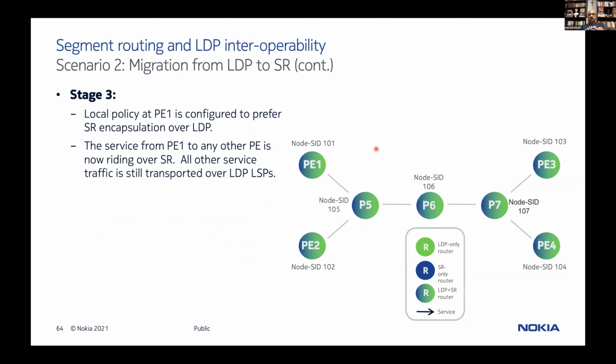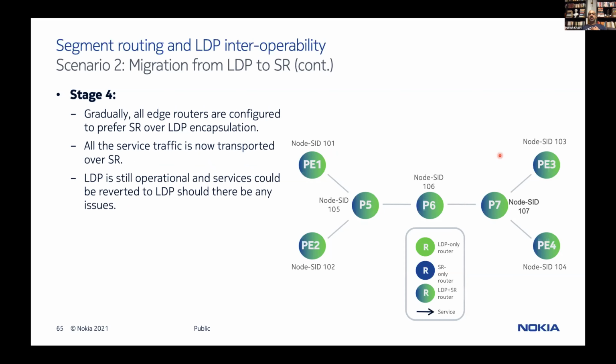Now, the third thing you do is you start off with, let's just say, one PE or a pair of PEs, right? And you go, PE1, I will configure it so that instead of LDP, it now prefers segment routing. So now, services from PE1 to any other PE that supports segment routing will use segment routing. Everything else is still transported over LDP LSPs. So, okay, you've got a bit of a field trial going on with one PE that's using segment routing. Then, over time, you upgrade all of the routers to prefer SR over LDP encapsulation.